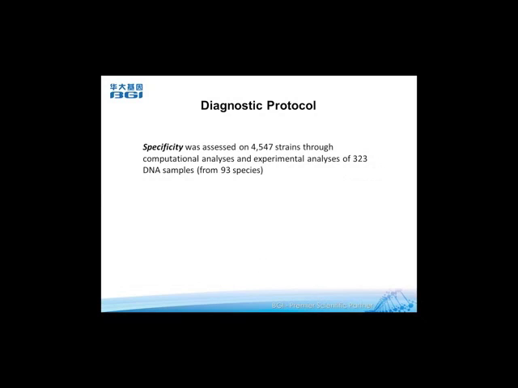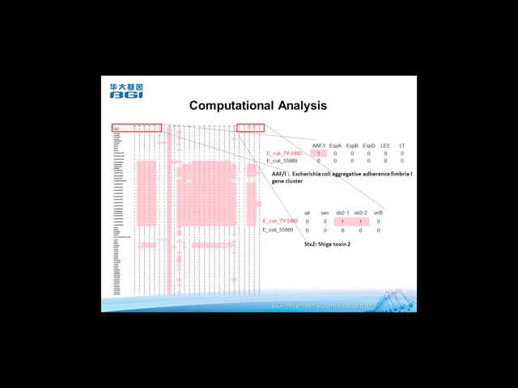So we tested the specificity by assessing both computationally and experimentally. Computationally, we compared the primers with 4,547 strains through computational analysis. And experimentally, we compared with 323 DNA samples. And here is the computational analysis. The result is that the kit and the protocol are highly specific. No bacterial strain other than E. coli O104 had positive amplification results for both targeted regions.